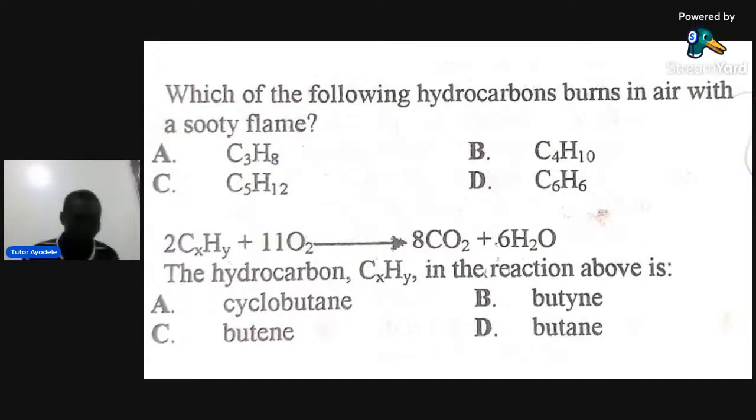So if you divide this 6 by 2, what you have here is 3 already. But are we looking for Y over 2? No, we are looking for Y itself. So what will you divide by 2 to give us 3? It's still 6, because if you divide 6 by 2, it will give you 3. So our Y there is 6. So the name of this compound now is C4. We have gotten X to be 4 and Y to be 6. That is C4H6, which is butyne. Option B is correct.